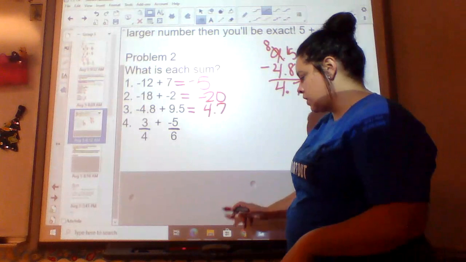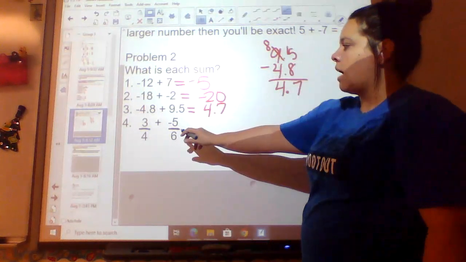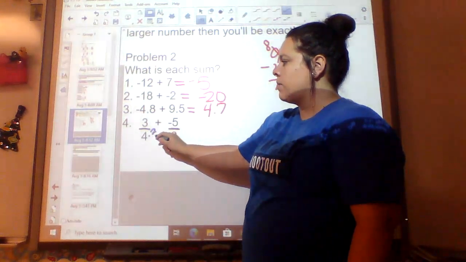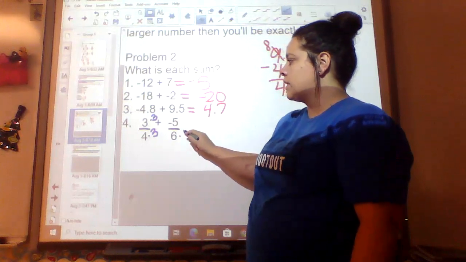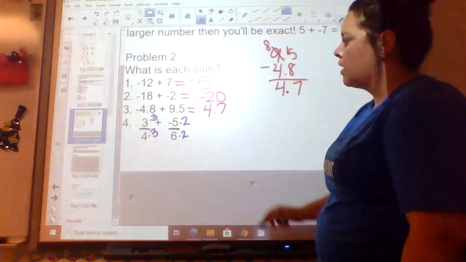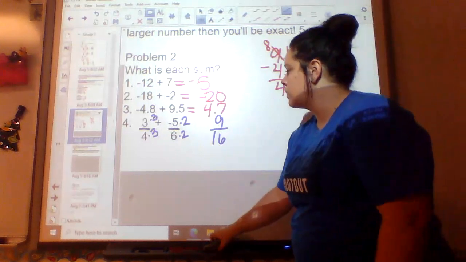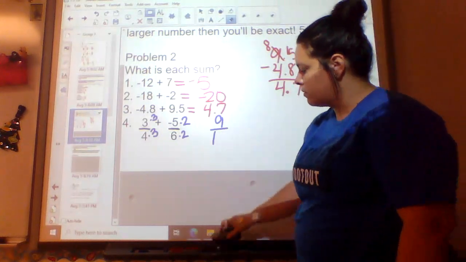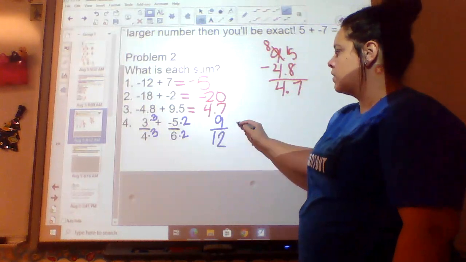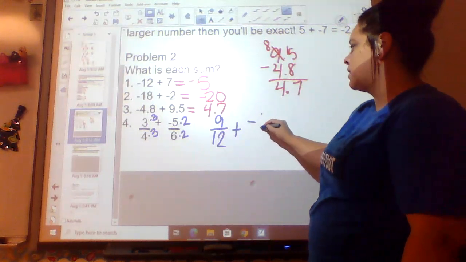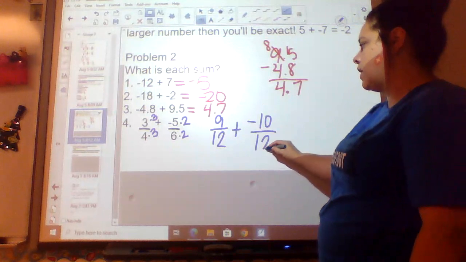All right, so I'm going to go ahead and say, okay, 4 times 3 makes 12. 6 times 2 makes 12. So that will be 9 twelfths. And I'm writing 16. Miss Wilson's losing her mind. 9 twelfths plus negative 5 times 2, that's negative 10 twelfths.